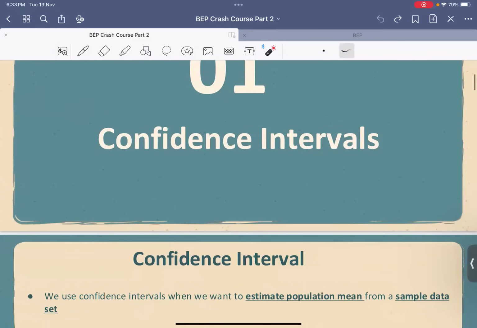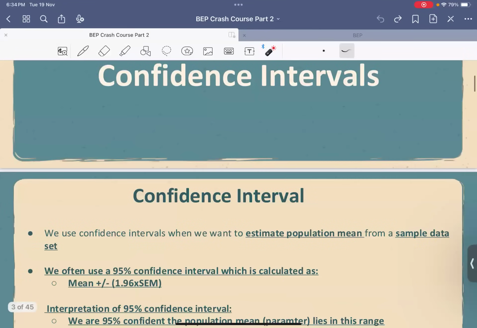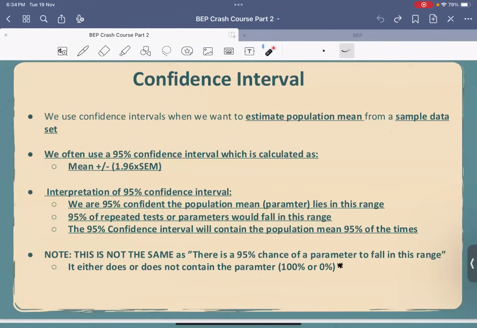Now, this lecture ties in very much with the pre-midterm content. So if you don't remember the pre-midterm content at all, please have a look at the slides at least to just refresh your memory. Okay, so what are confidence intervals? We use confidence intervals when we want to estimate population mean from a sample data set. So whenever we have a sample and we get their data, we cannot generalize to the population unless we have a confidence interval. So we usually use a 95% confidence interval, and this is its calculation.